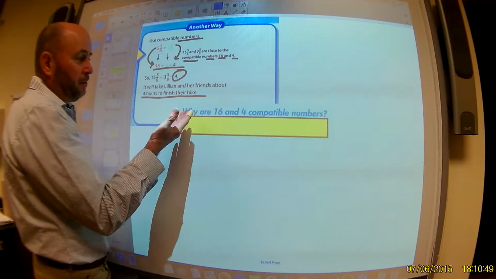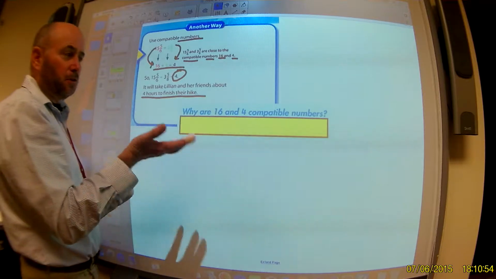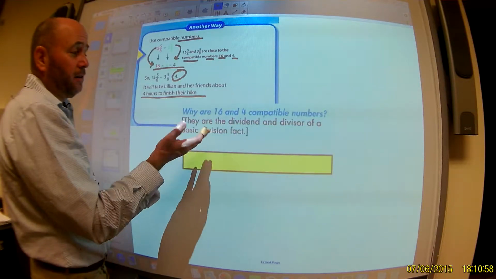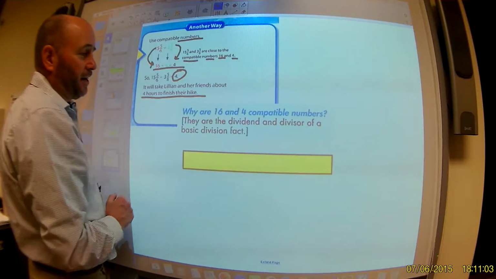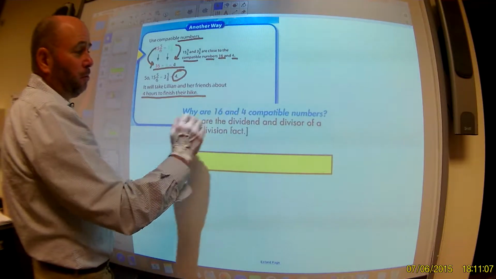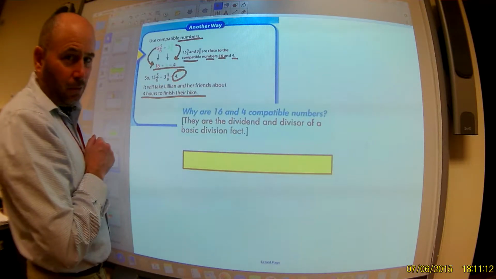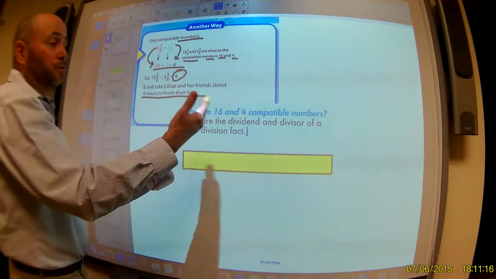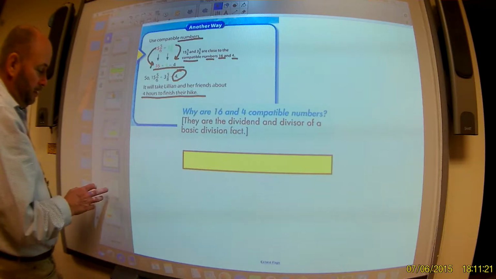Now, a question might be, why are 16 and 4 compatible numbers in the first place? Well, they are the dividend and divisor of a basic division fact. They're compatible because 16 is a multiple of 4, and 4 is a factor of 16. That makes them compatible. They're also even numbers divisible by 2 and 4. So that's why they're compatible numbers.